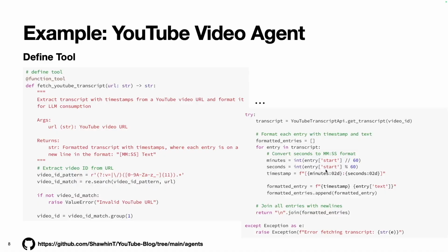So we have entry, which is a dictionary, transcript is a list, and then we're just going to extract the start time, and we're going to format it in minutes and seconds, and then we're going to extract the text. We're going to format it as this string with the timestamp and then the text, so the transcript from that specific timestamp. And then we're just going to put all this into a list, and then we'll just do .join to format this list as a single string. And then if anything goes wrong, we can throw an error.